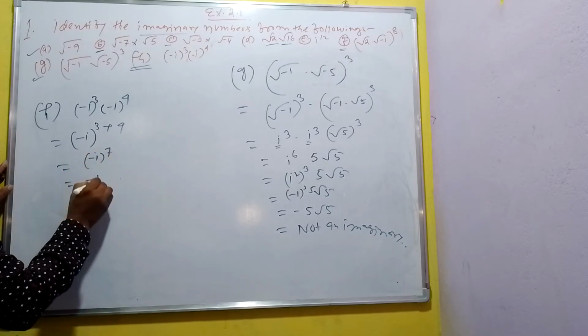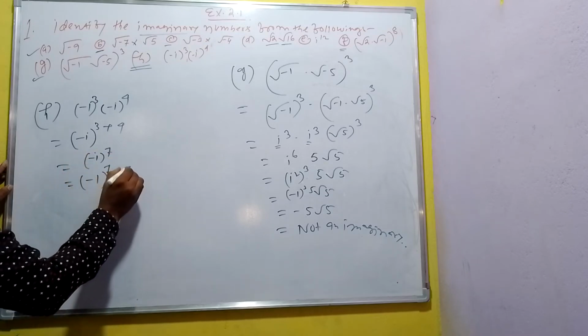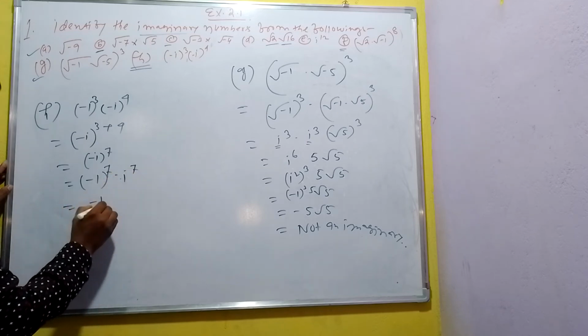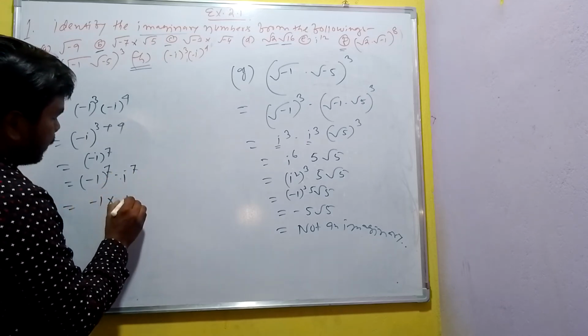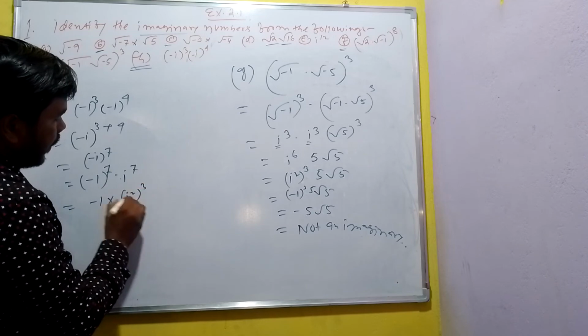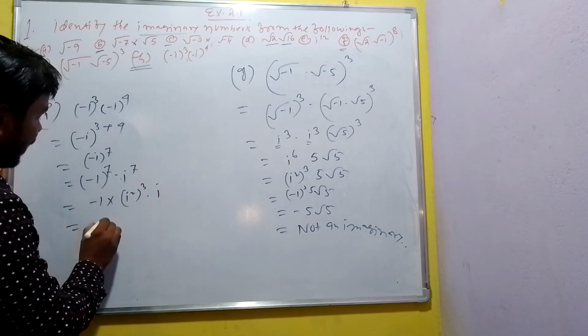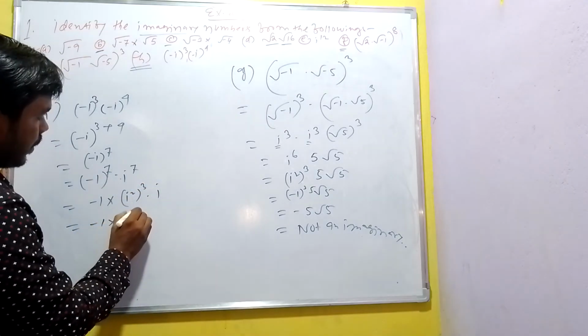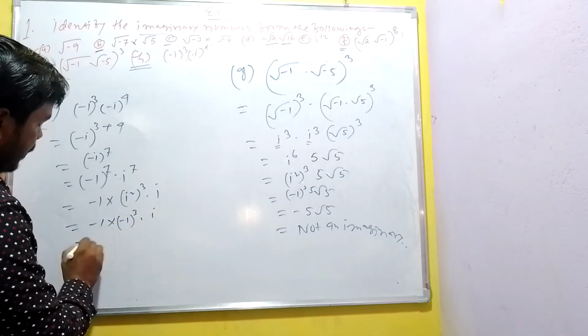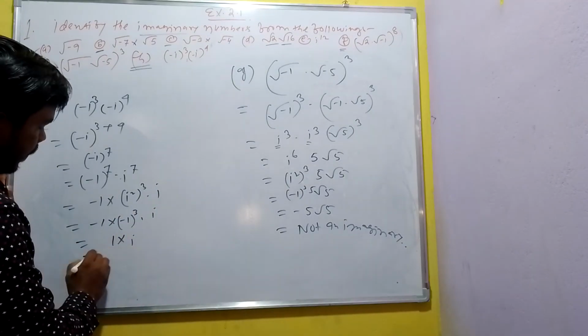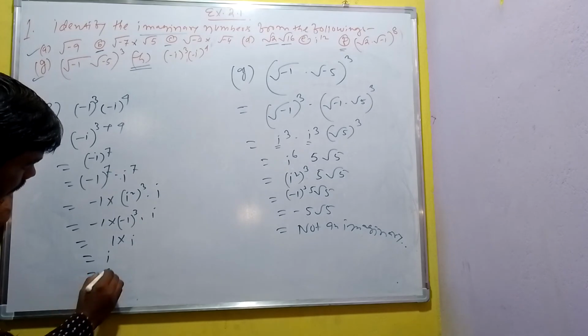So you can write minus 1 to the power 7 into i to the power 7. So minus 1 into, you can see, i square cube, so into i. Then minus 1 into minus 1 cube into i, so then it will be 1 into i, so equals i, so equals imaginary.